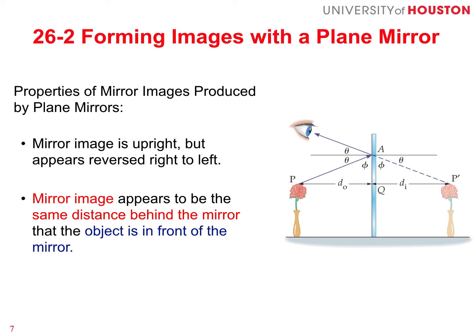The final property is the size of the image will be exactly the same as the size of the object. Here in this diagram, DO represents the distance of the object and DI represents the distance of the image. We can also see some angles that happen to be equivalent depending on where they are measured from.